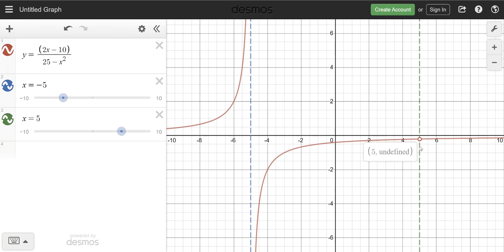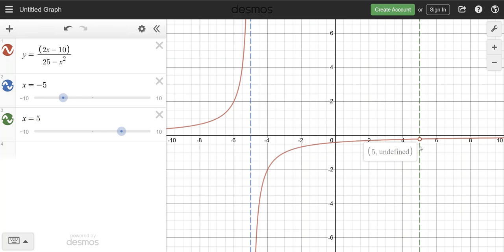There it is. We have 5, and the red dot went to an open circle. And notice the value of y is undefined. So it's 5, undefined. This is a hole in the graph called a removable discontinuity. Say that, removable discontinuity, a hole in the graph. It's one single value of x for which the function is undefined. And the graph looks like it's continuous, but at that one tiny little point, there's a hole.